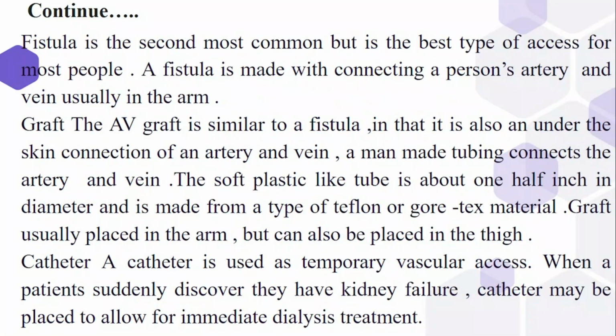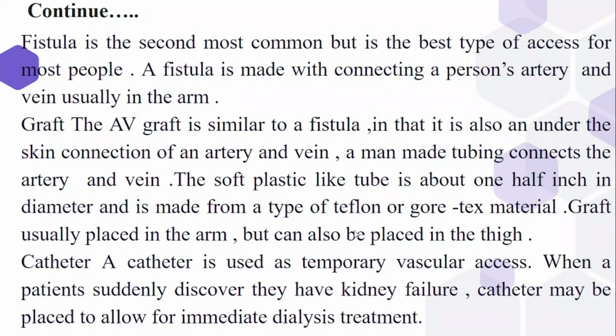Fistula is the second most common but is the best type of access for most people, right? A fistula is made by connecting a person's artery and a vein, usually in the arm, right? A graft, the AV graft, is similar to the fistula in that it is also an under-the-skin connection of an artery and a vein, and a man-made tubing connects the artery and vein, right? The soft plastic-like tube is about half an inch in diameter and is made from a type of Teflon or Gore-Tex material. The graft is usually placed in the arm but can also be placed in the thigh, right?